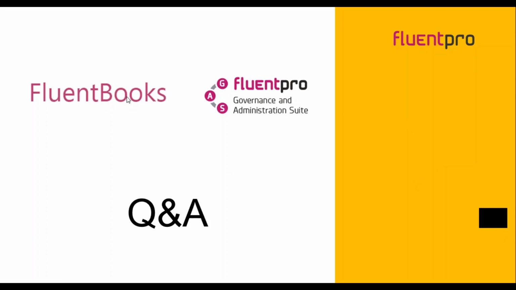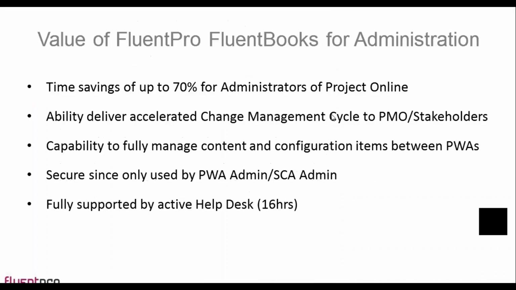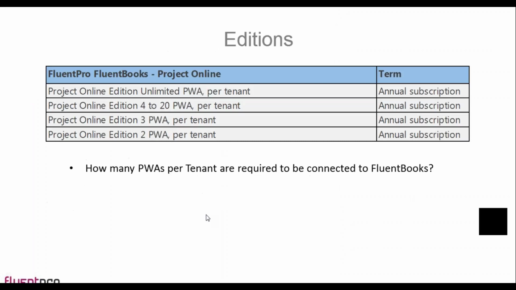Okay. So there's a question regarding the cost of FluentBooks, and I'm glad you asked that question. I actually had a slide on that. It's really based on the number of PWAs that you need to apply FluentBooks to. So literally, it's subscribed per PWA per tenant. So if you have one tenant with 2 PWAs, that's one subscription. It can go up to actually 20, and believe it or not, we do have folks that have unlimited subscriptions because they are so excited with Project Online that they're connecting 20 different PWAs together.